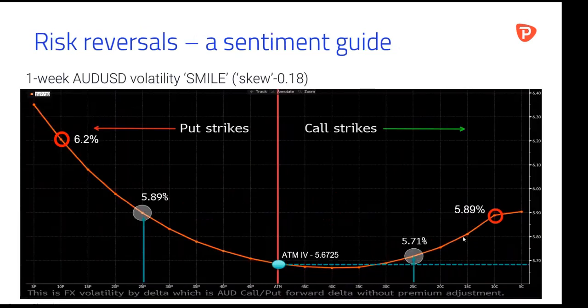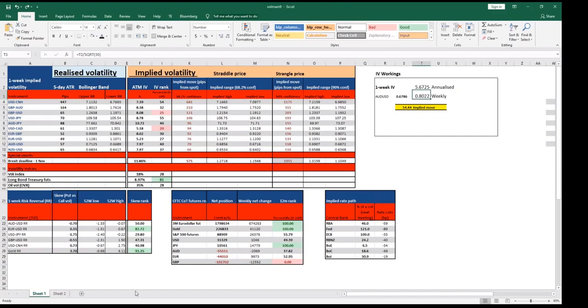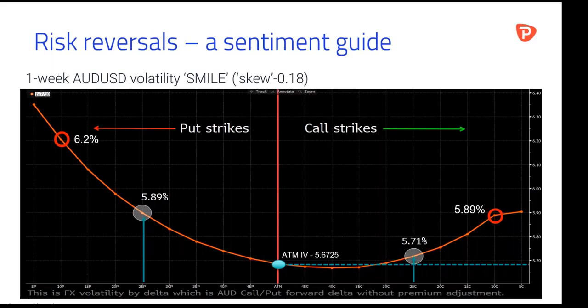Everyone looks at the commitment of traders report, but I want to have a look at this thing called the volatility smile. It's called risk reversals. And again, you come to my spreadsheet, let me just bring it up. You can see in that bottom left corner the risk reversals. So what are risk reversals? What does that actually mean? Because to me, they are one of the best guides for sentiment that you can possibly get out there.